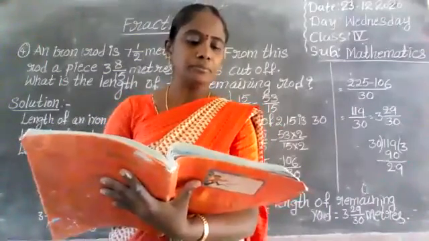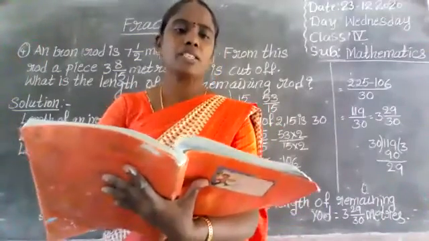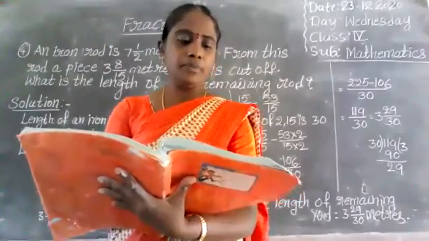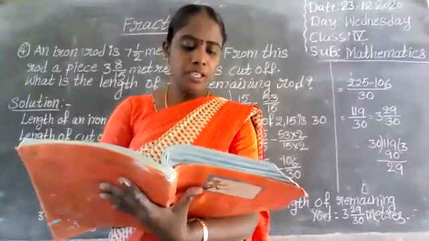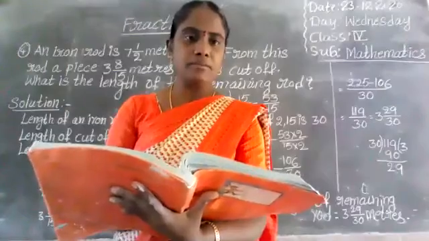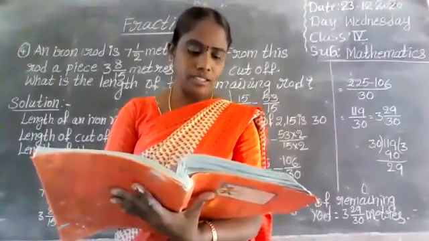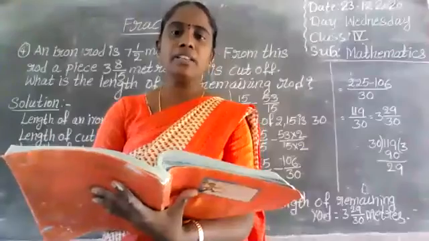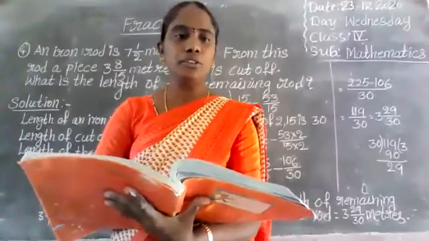Next, fourth bit. Write equivalent fractions. How to write equivalent fractions? Now I will say. Fourth bit I will explain. Next, lowest terms. In this bit, 4 problems are there. In each bit I will explain 2 problems. The remaining 2 problems you complete on your own.